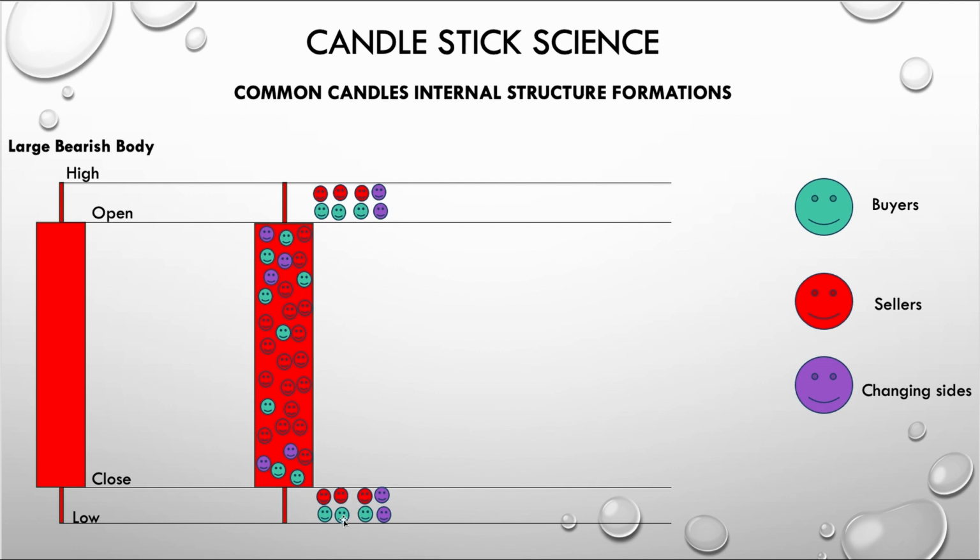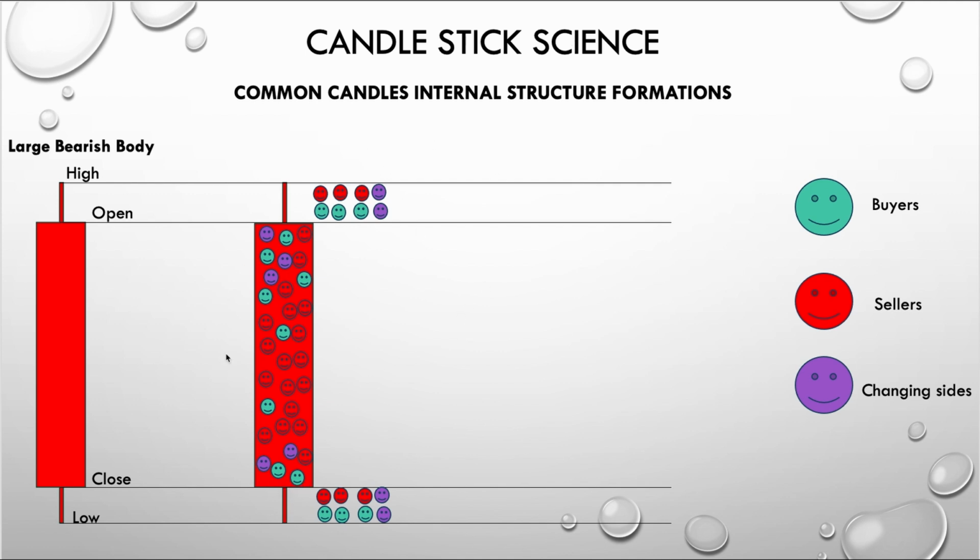And it's also the same at the bottom. You find that we have three sellers pushing the price down, but then three buyers also step in, aided by these purple faces of the sellers who change from selling into buying, and then they push the price to close at its close right there.